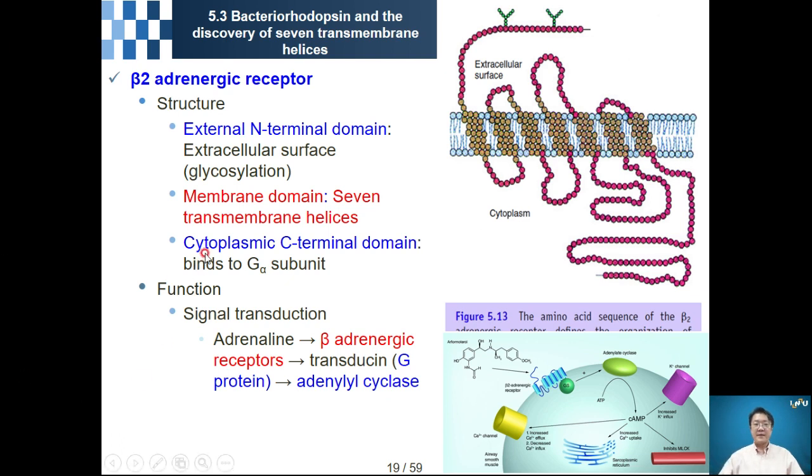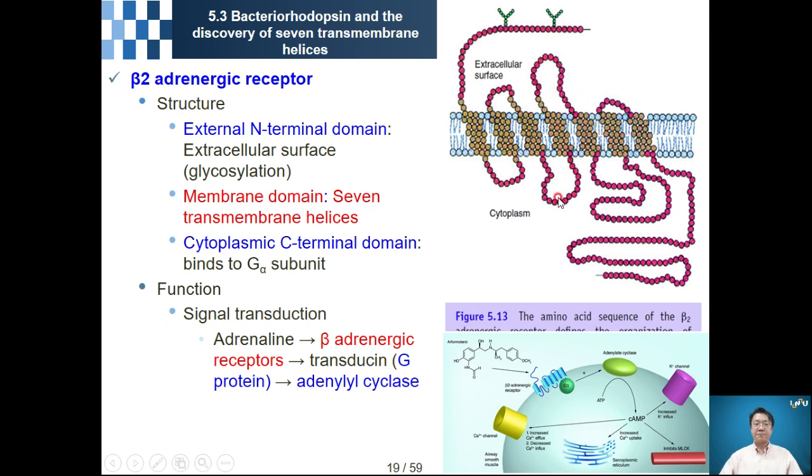And also they have the cytoplasmic C-terminal domain. So actually this domain binds to the G alpha subunit. Okay, they also have a loop region, and in this region they have a higher content of positively or negatively charged residues. For example, aspartate and glutamate are negatively charged, and lysine and arginine are positively charged. There are lots of positively and negatively charged amino acids here and there.